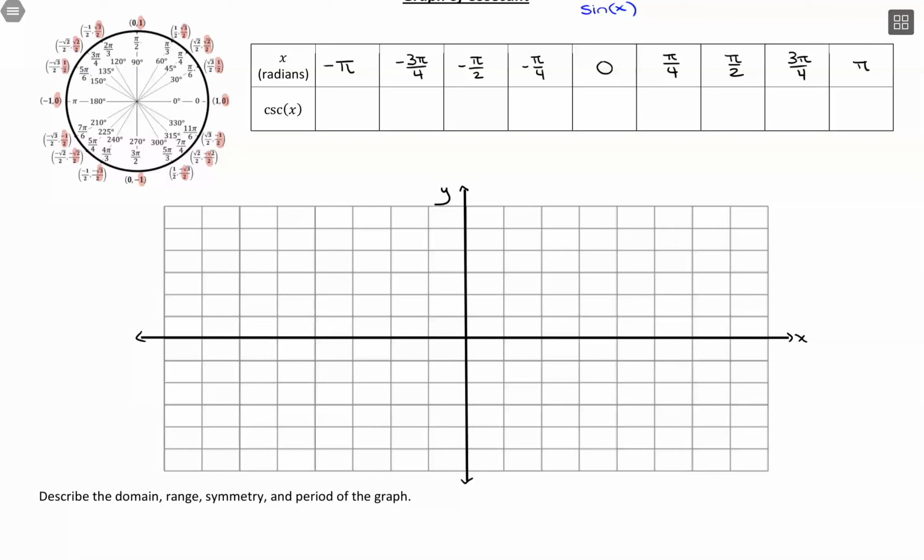All right, so grabbing these coordinates. If it helps, we could just grab the values for sine. So at negative pi, that is 0. At negative 3 pi over 4, that's negative root 2 over 2. That's negative 1, negative root 2 over 2, 0, root 2 over 2, 1, root 2 over 2, 0.